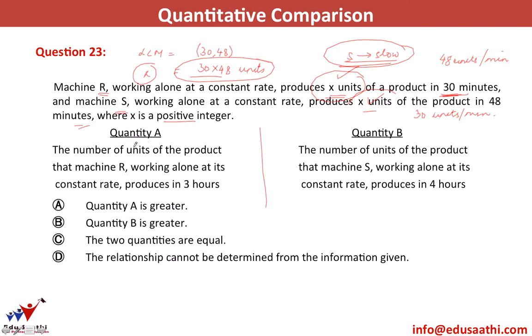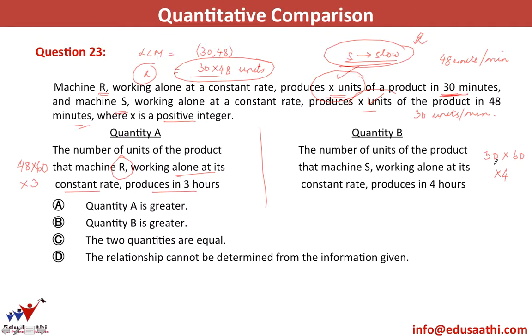Now the two quantities that I have to compare: the number of units produced by machine R, working alone at a constant rate in 3 hours. So per minute it is producing 48. Per hour it will be producing this much, and for 3 hours it will be producing this much. If I talk about S, per minute it is producing 30. So per hour it will be producing 30 into 60, and for 4 hours it will be producing this much.